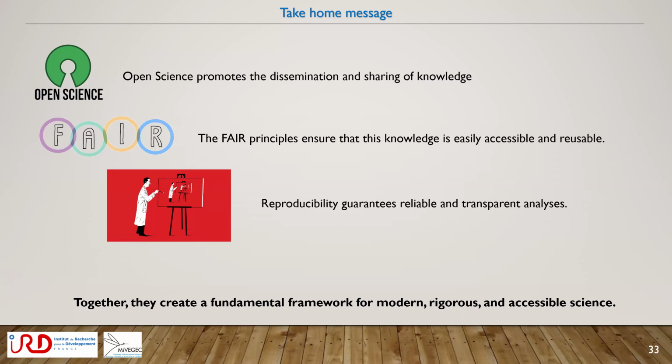So the take-home message with these three main pillars is: open science promotes the dissemination and sharing of knowledge. The FAIR principles ensure that this knowledge is easily accessible and reusable. And reproducibility guarantees that this research is really reliable and transparent. Together, they create a fundamental framework for modern research that should be rigorous and accessible. So I hope I have convinced you, but you were maybe already convinced.